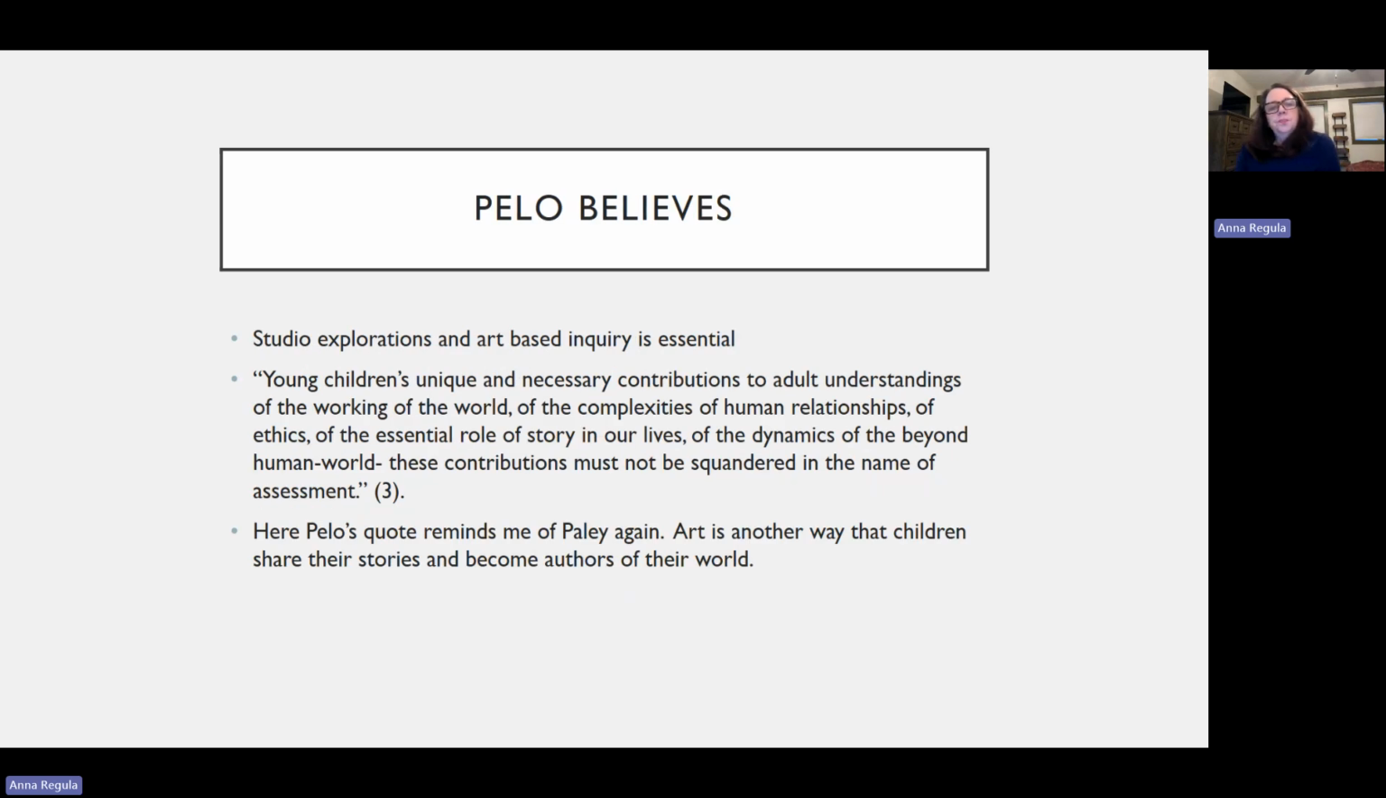All right. So, Paley also believes that studio explorations and art-based inquiry is essential, and we'll learn more about the studio in the next chapter. She writes that young children's unique and necessary contributions to adult understandings of the working of the world, of the complexities of human relationships, of ethics, of the essential role of story in our lives, of the dynamics of the beyond human world, these contributions must not be squandered in the name of assessment.